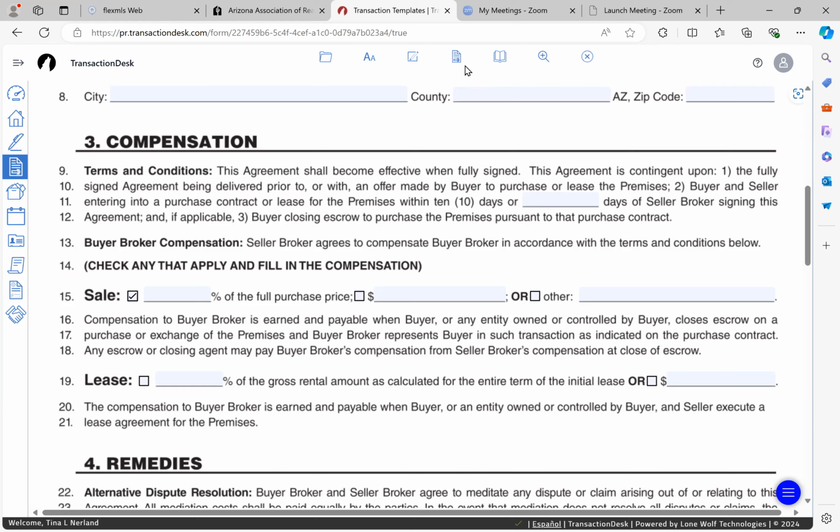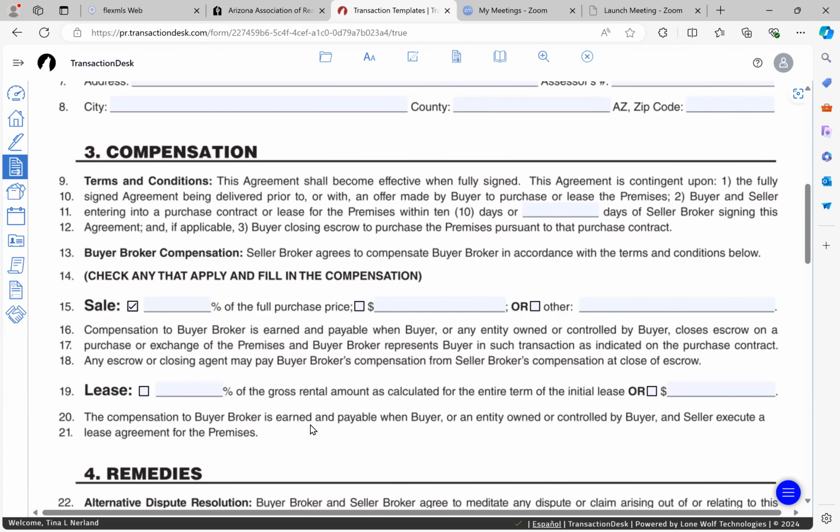If it is a lease, like a rental, then you would not check line 15, you would check line 19. And that is a gross rental amount as calculated for the entire term of the initial lease, or certain amount like 150, 500, 750, whatever it might be. The compensation to buyer broker is earned and payable when buyer or any entity owned or controlled by the buyer or seller execute a lease agreement for the premises.